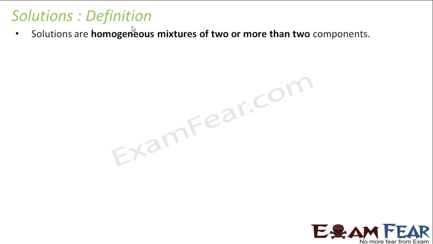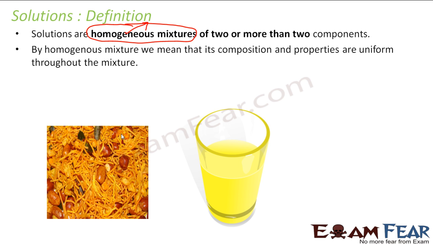So, let's see the definition of solution. Solutions are homogeneous mixtures. Please note, they are homogeneous mixtures. Homogeneous is different from heterogeneous, correct? If a solution is homogeneous, I mean that the composition and properties are uniform. For example, you take some water, put some salt or some orange juice, and mix it well, that becomes homogeneous. That means if I take a small amount of solution from here or from here or from here, it will have the same properties. That is homogeneous. The opposite of this is heterogeneous.